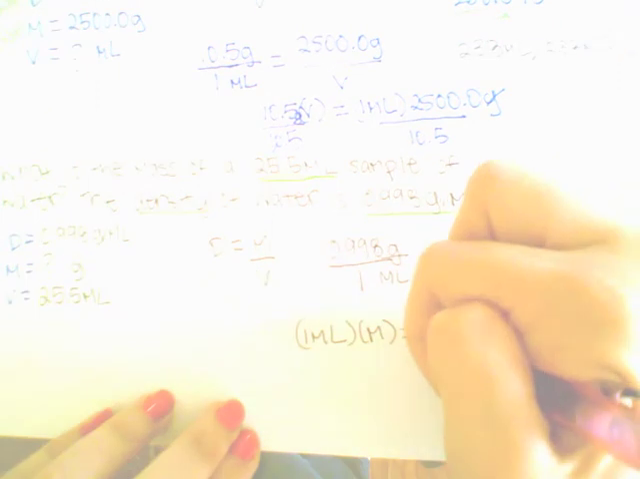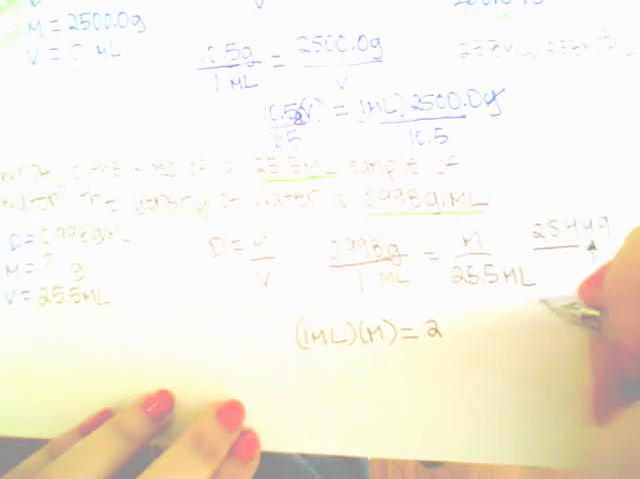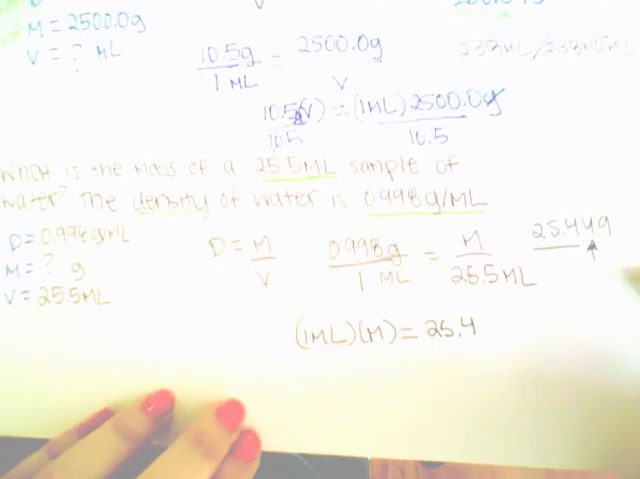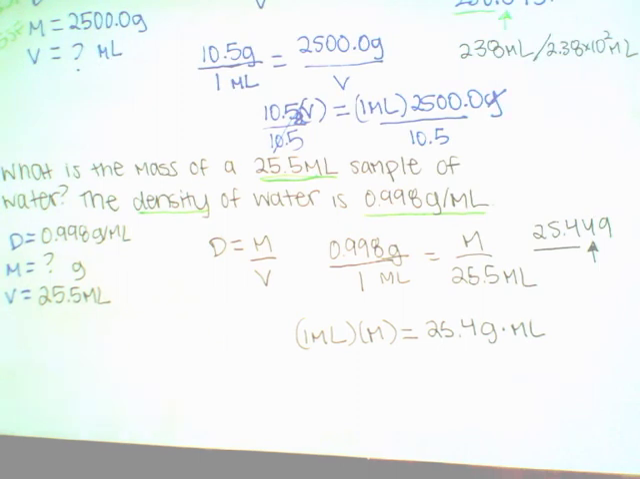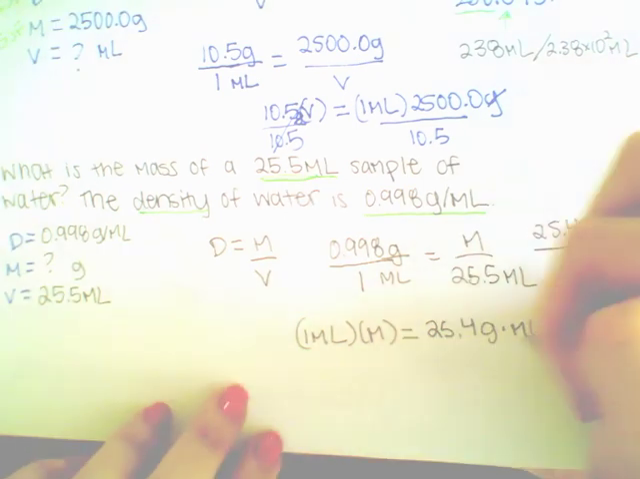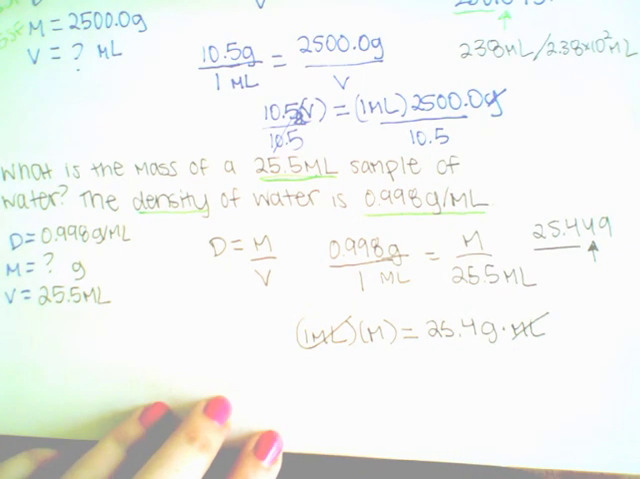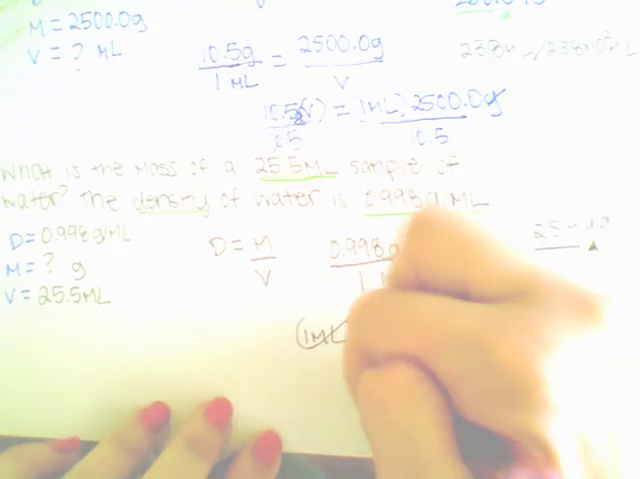So 1 milliliter times M equals 25.4 grams times milliliters. Okay, so since I multiplied grams times milliliters, my unit is grams times milliliters. Now, I see that I have milliliters on this side of the equation, and I also have milliliters on this side of the equation, so they will cancel out. Mass equals 25.4 grams.